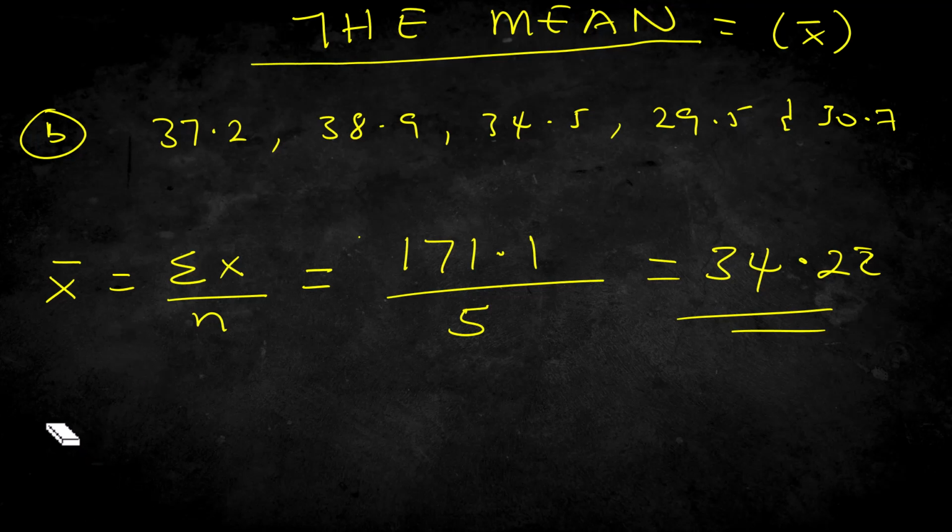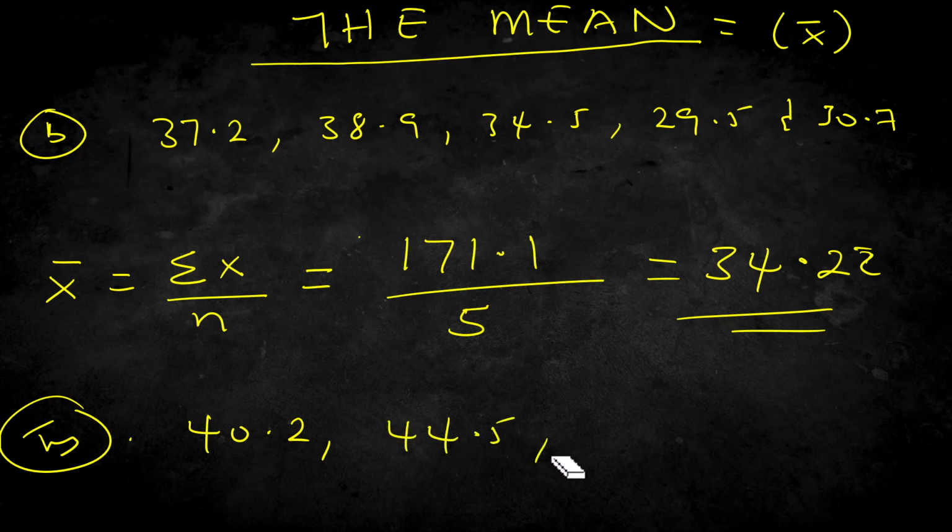So just go ahead and try this. We have 40.2, 44.5, 50.7, 39, 39.6, and 58.4. So just try this, and then you can put the answer under the comment section below.